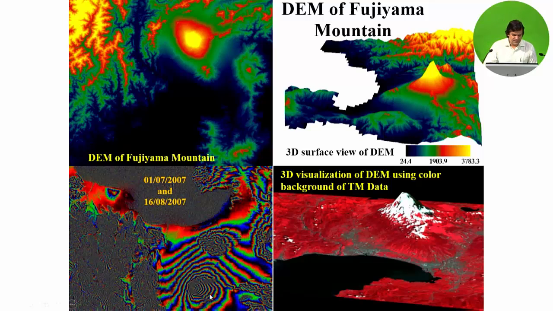Now we can easily see that when there is a change in elevation, the location of this cursor is showing the Fujiyama mountain. Due to the change in the elevation, we can easily see the change in the fringes, the change in the color of the fringes. This is an interferogram generated from the SAR interferometric technique, and each fringe represents the change in the elevation, or change in the phase due to the elevation. A two-dimensional representation of the digital elevation model for the Fujiyama mountain is shown here, and the height ranges from 24.4 to 3783.3 meters.